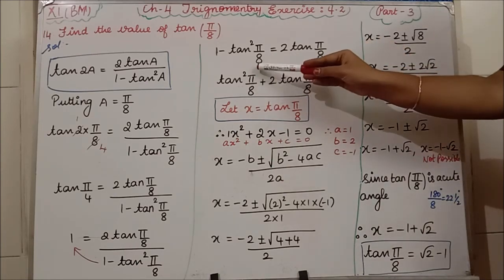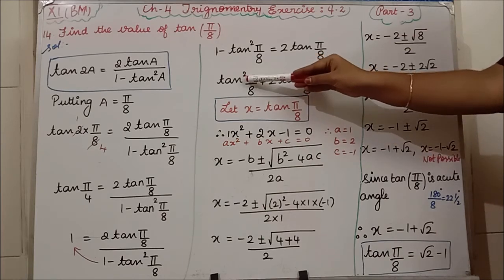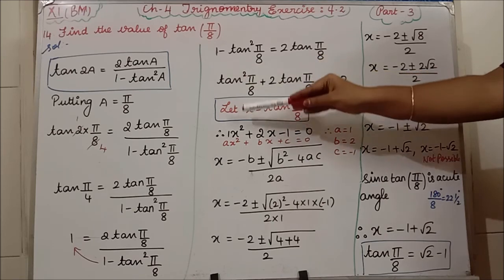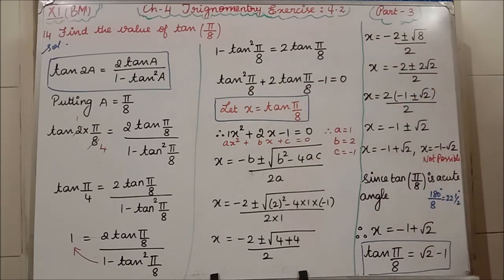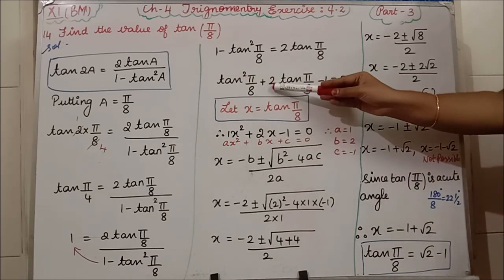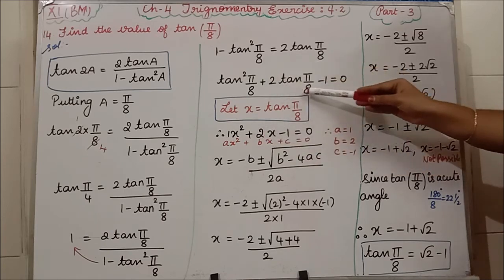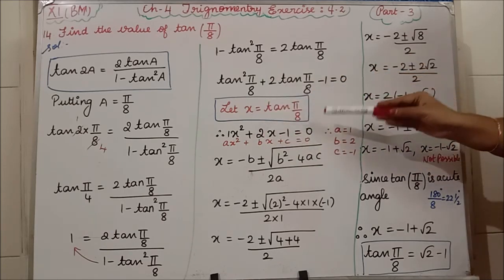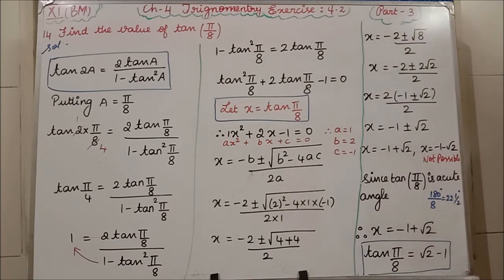See here, tan pi by 8 we are having. So I am going to take tan pi by 8 as x. Here the square is there, so I have written x square plus 2, the same 2 tan pi by 8 I have taken as x, minus 1 equal to 0. Without taking x also you can do it straight; that time also you get the same value only.